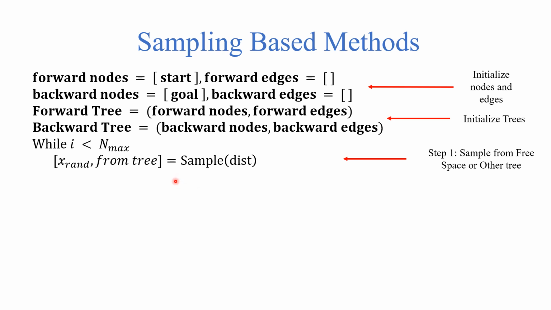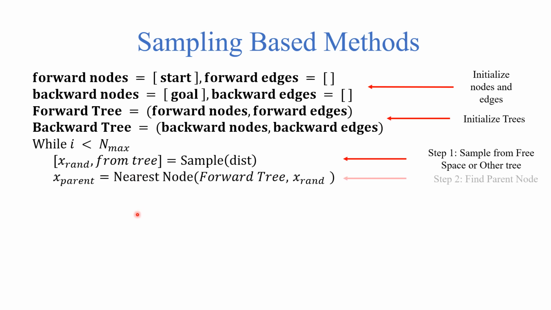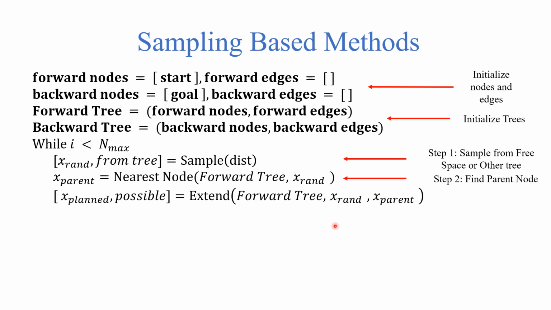In this case, our sampling function returns a random point and a boolean that indicates whether this random point is actually from the opposing tree or just a random point from the configuration space. Next, as in the normal RRT, we're going to find the nearest node from the forward tree to this newly generated random point. We're going to call it xparent. Then, as usual, we're going to attempt an extension to this newly generated point, which is going to return the planned point and a boolean possible indicating whether there was a success in this planning or not.